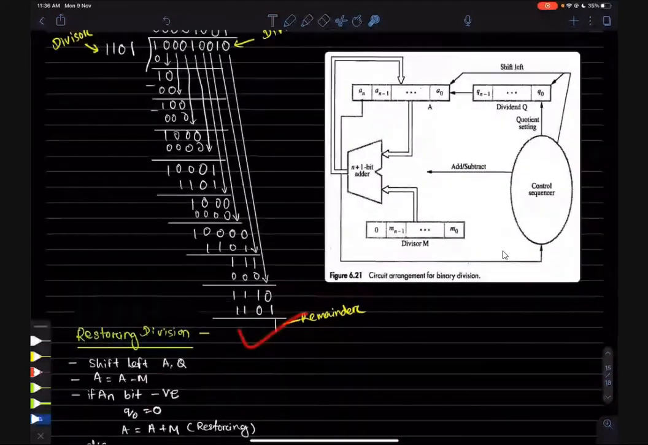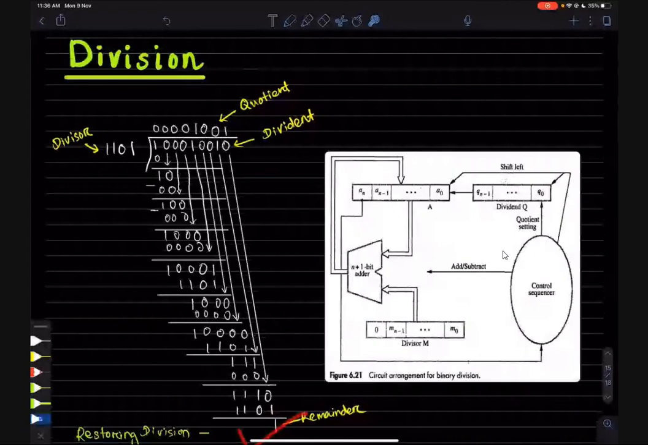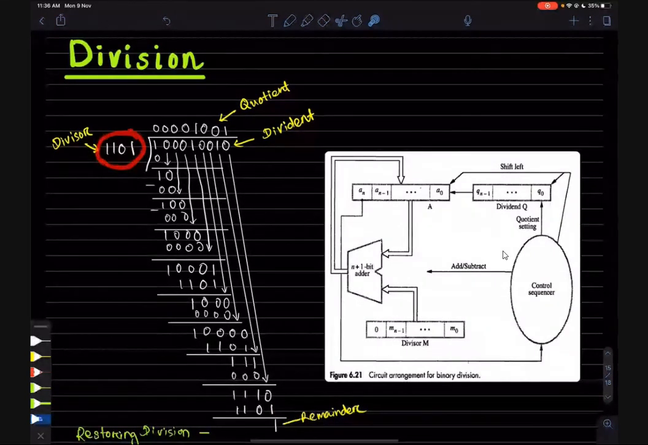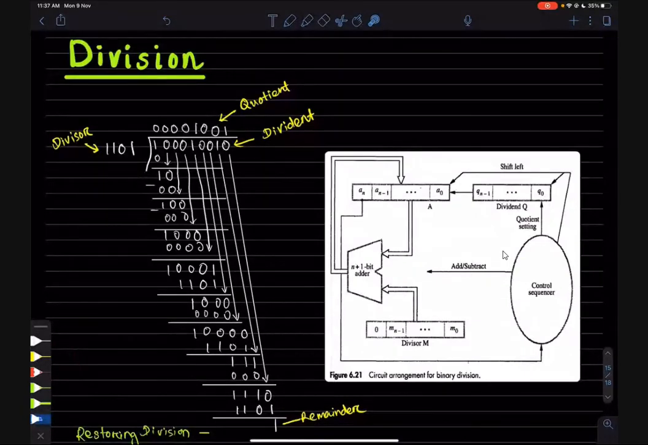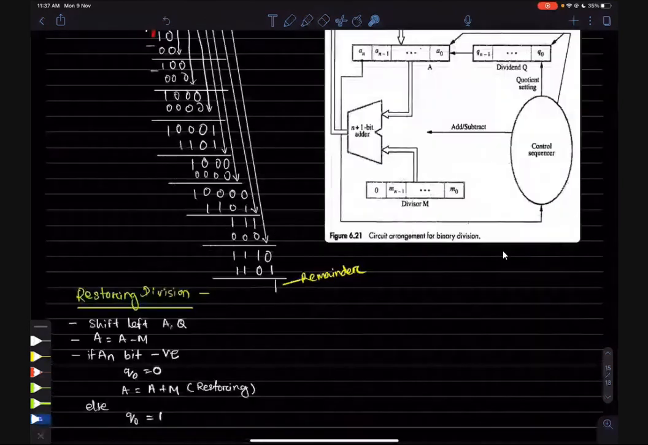Okay, restoring division means what? First we will do the minus operation of this with this. So 1 minus 1101. If it is a negative number, that means what? We cannot put 0 here, and we cannot put 1 here because it is a negative number. We cannot do 1 minus 1101, right? Because this is a small number. So the output we will get is a negative number, that means starting with 1. So in that case, what will we do? We have to restore the value. Let's see how to do it.